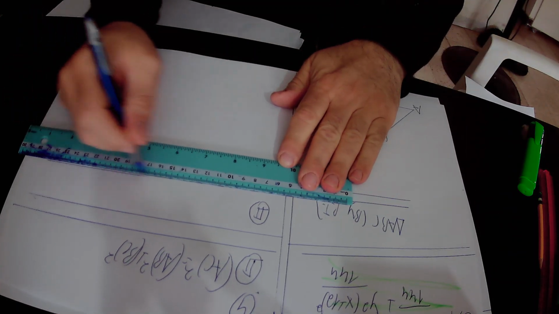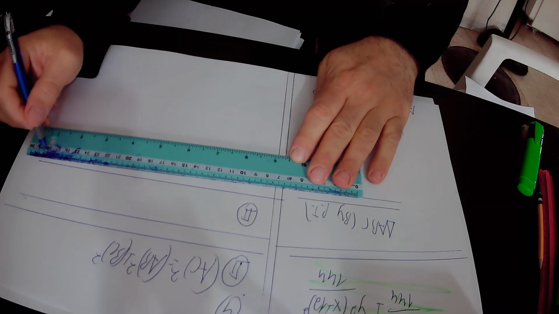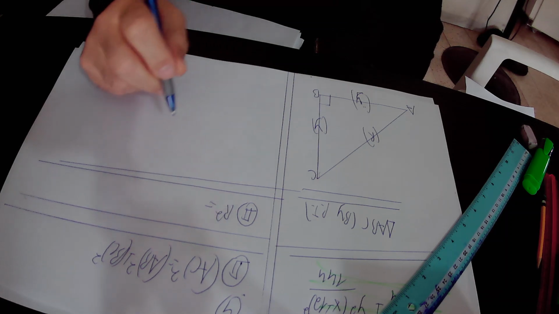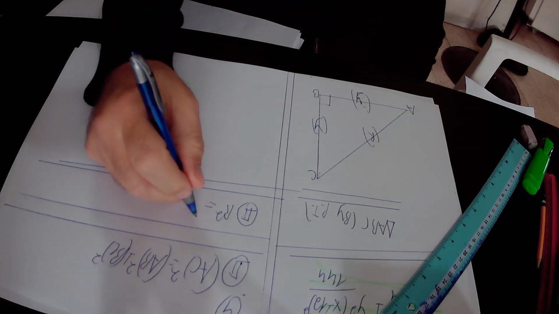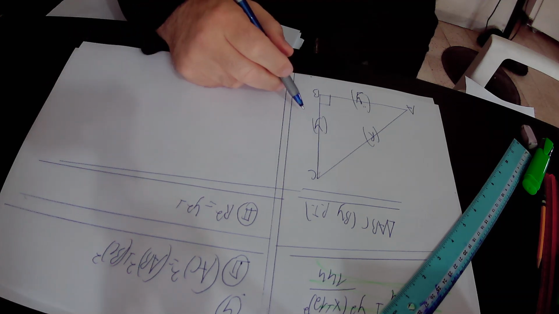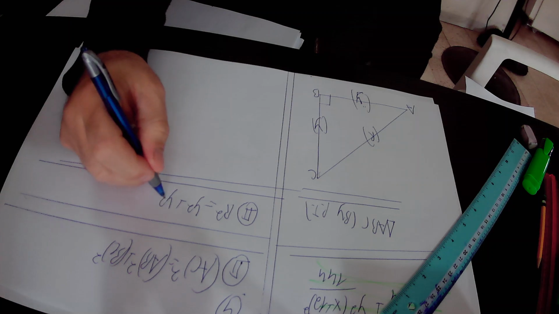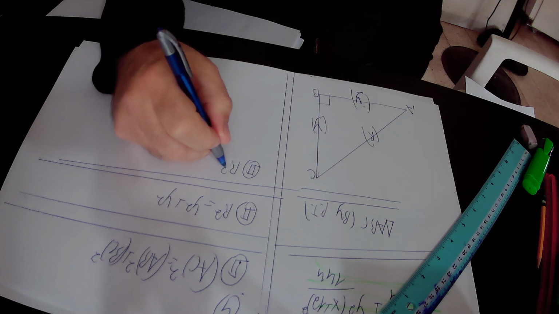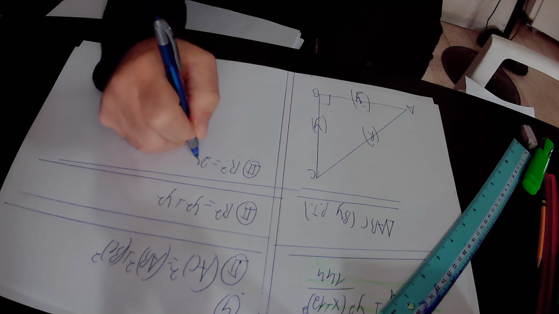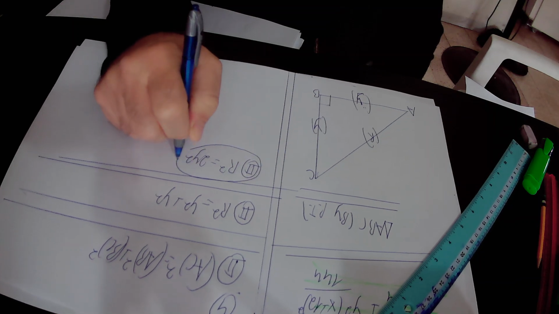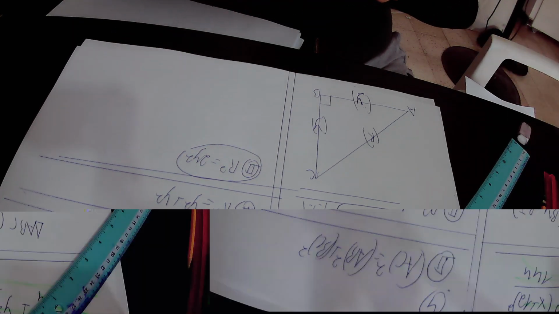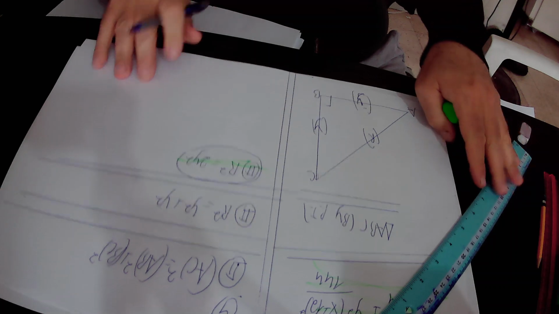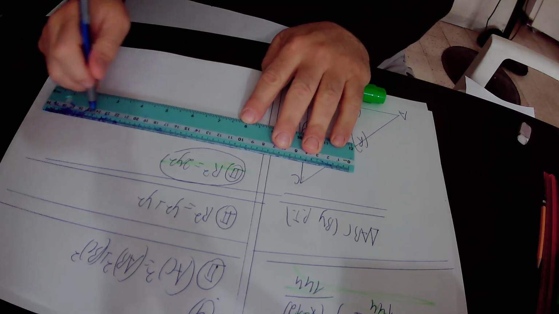AC is R, therefore AC squared is R squared, and it is equal to AB squared. AB is y, therefore AB squared is y squared, plus BC squared. BC is also y, therefore BC squared is y squared. So in conclusion, according to equation 2, we found out that R squared equals y squared plus y squared, which is 2y squared. So according to equation 2, R squared equals 2y squared.